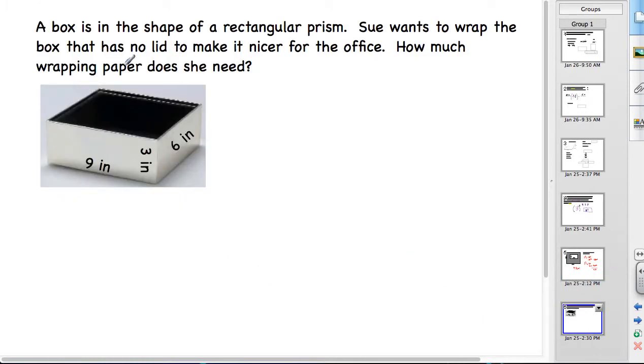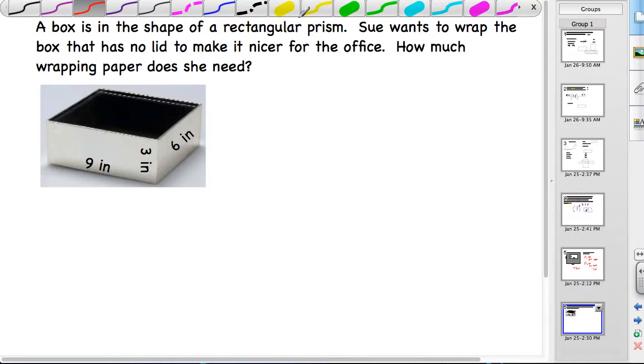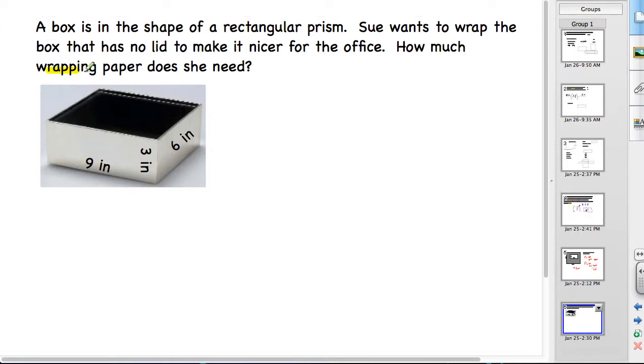Our next problem says that a box is in the shape of a rectangular prism, and Sue wants to wrap the box that has no lid to make it nicer for their office. How much wrapping paper does she need? Well, in a phrase like this, wrapping paper is going to be our clue that we're dealing with surface area. But it says it has no lid. And so what we're going to have to look at is being able to find the area of all the faces except the top. So we'll remember how we do total surface area, and then we'll just not do one of these.